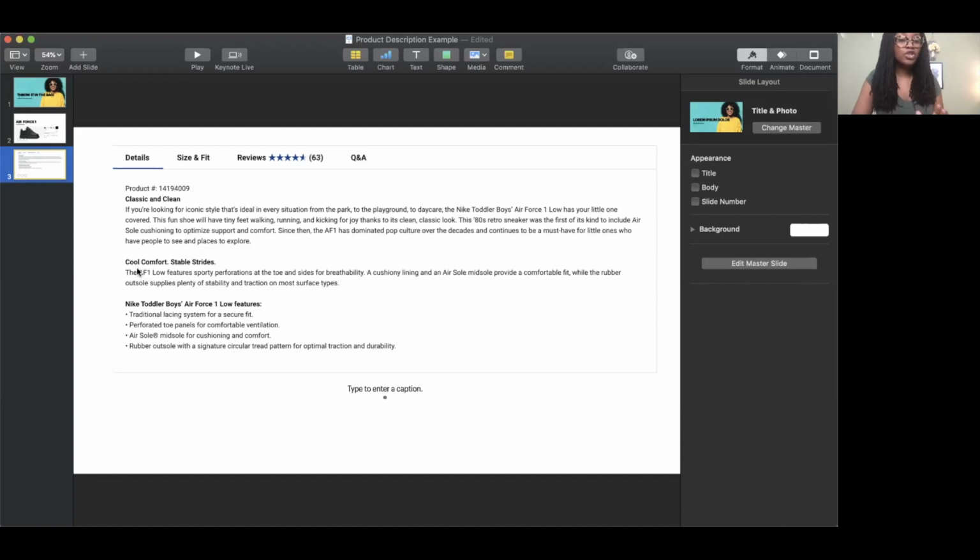So again, I mentioned the name of the shoe right here. This is a keyword that a lot of people will type in to see in their Google searches, and that will pop up. So I talk about keeping toes comfortable, and it's breathable, the cushioning lining, that the rubber outsole is very important to parents, because with rubber, we know it has stability, it has traction, and that it's stable.